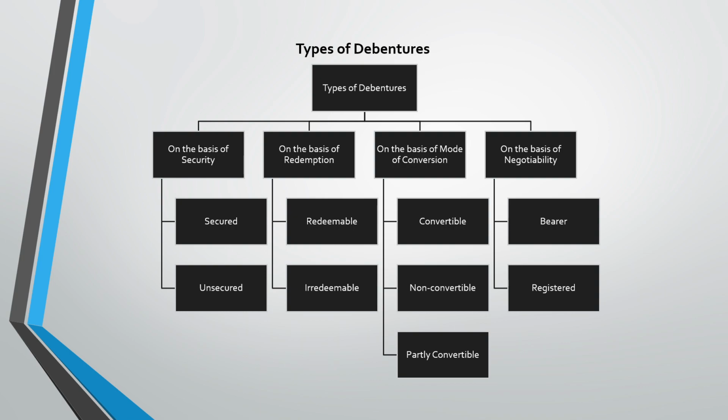Whereas in the case of registered debentures, the name of the debenture holders will be registered. In the register of debenture holders also, his name will be mentioned. So a legal deed or document, a transfer deed, needs to be executed to transfer the debentures. It's same like shares.